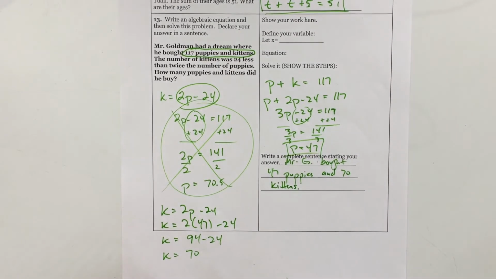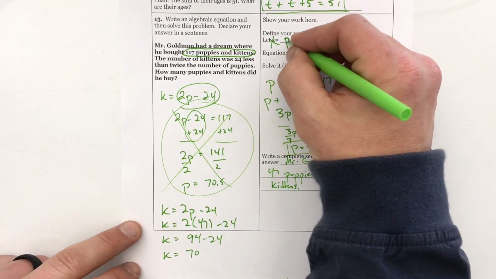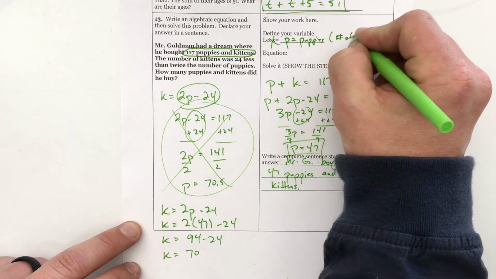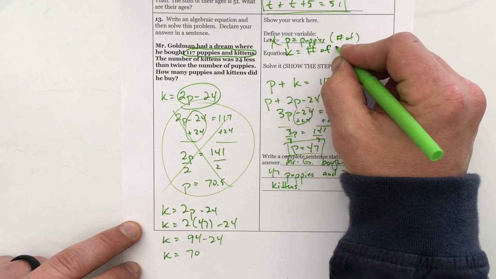There you go. Oh, you forgot to define x. You also never had a p equals puppies. Oh my god. p equals number of puppies, k equals number of kittens.